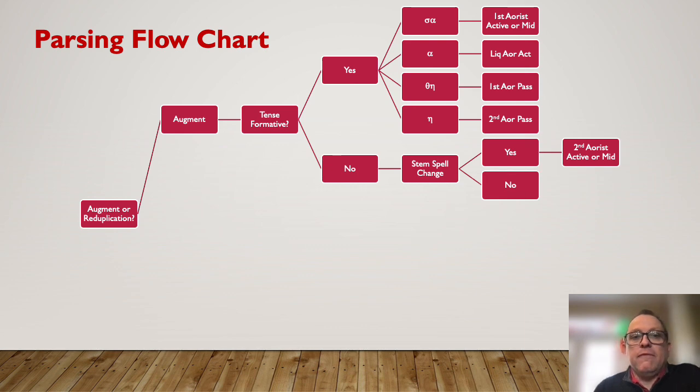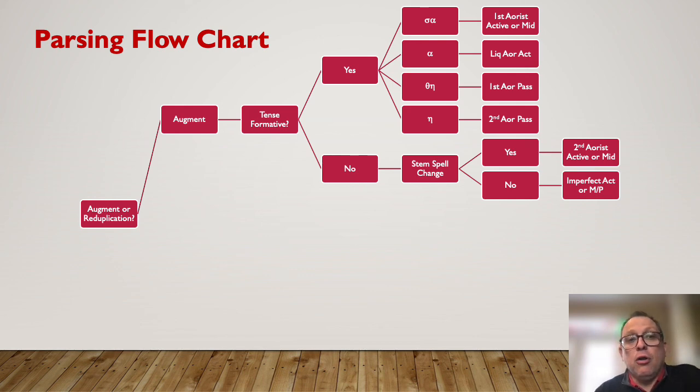If there is no tense formative, or if there is no spelling change of the stem after not having a tense formative, then you have an imperfect active or middle passive, depending upon your endings. And just remember, I didn't say this a moment ago, if you have a first aorist or second aorist passive, you're going to have secondary active endings.